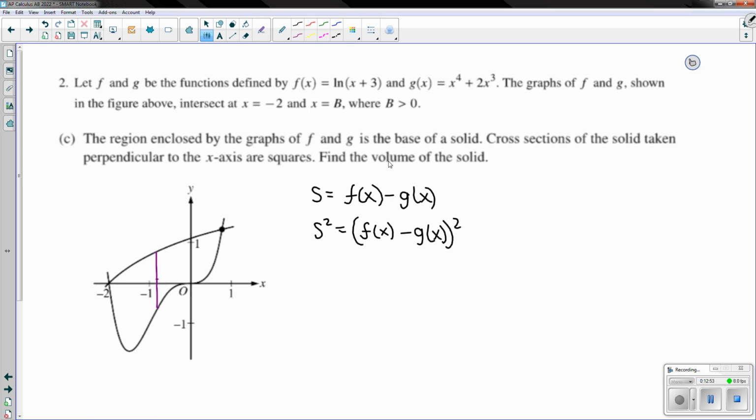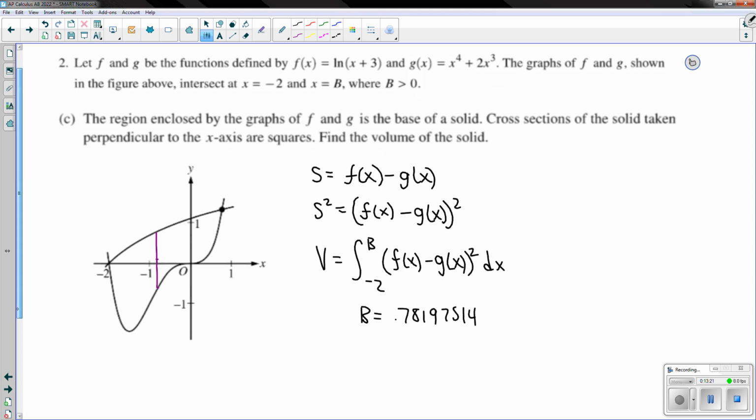So now how do we find the volume? Well, we're going to integrate. So our volume is going to be the integral from -2 to b, and again, acknowledging b is that nice long decimal, of f of x minus g of x, squared, dx. So this is the computation we're making. We're going to take care of this in our calculator.